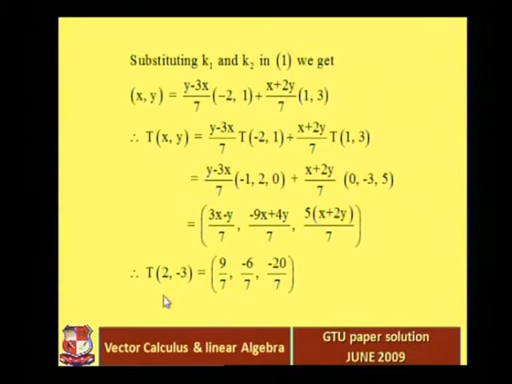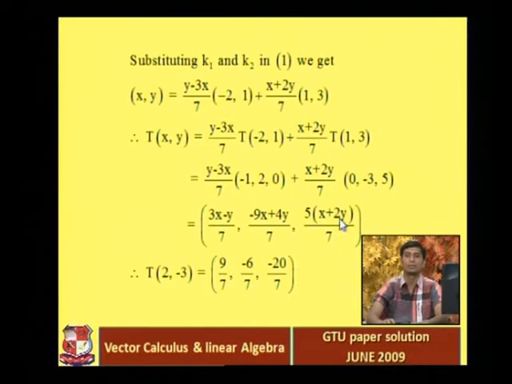Just put 2: 3 into 2 is 6, plus 3 is 9, so we get 9 upon 7. Then minus 9 into 2 is minus 18, plus 4 into minus 3 is minus 12, so that is minus 6 by 7. And then 2 plus 2 minus 6, that is minus 4. Minus 4 into 5 is minus 20, so minus 20 by 7. So here we get 9 by 7, minus 6 by 7 and minus 20 by 7. So here is the complete solution of this question.